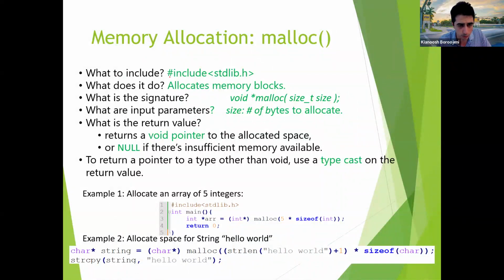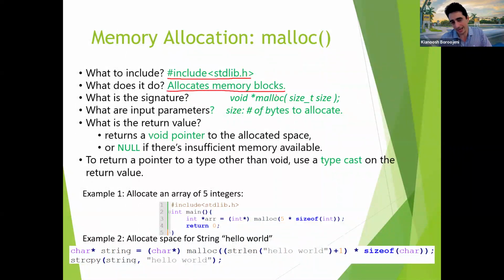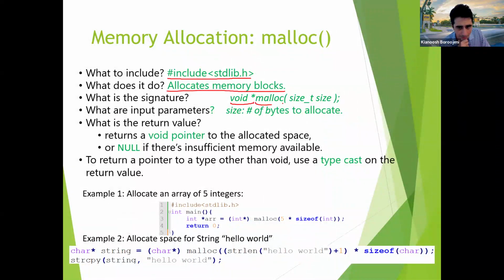How to use it? What should I include to use malloc? You need to include stdlib.h. That's the first thing. What does malloc do? It allocates a memory block, just like the alloc function that I showed you in the previous slide. What's the signature of malloc? It returns a void star. It's called malloc, M-A-L-L-O-C, and the input parameter is size_t size.